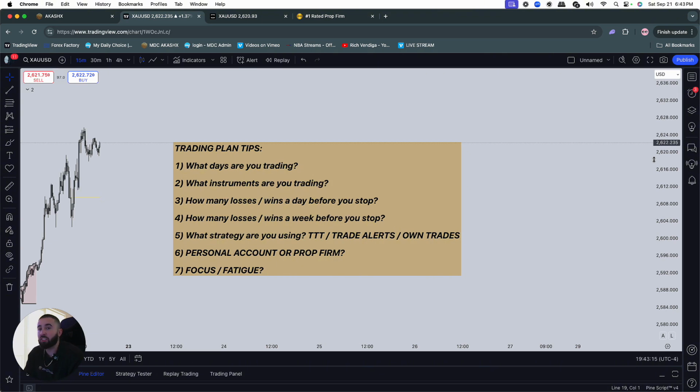Second tip, what instruments are you trading? Are you trading Forex pairs? Are you going to trade gold? Are you going to trade indices? Are you going to trade cryptos? Are you going to basically trade a little bit of everything? You want to know all of these details so that you have clarity and you have a game plan heading into each trading week.